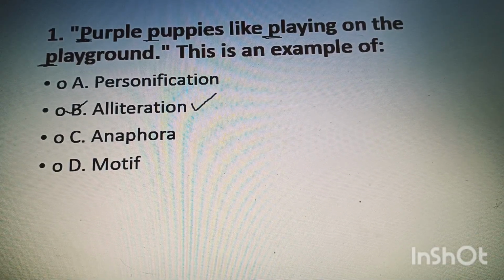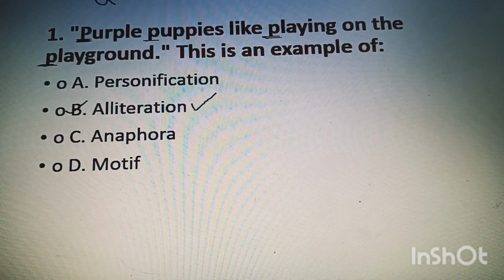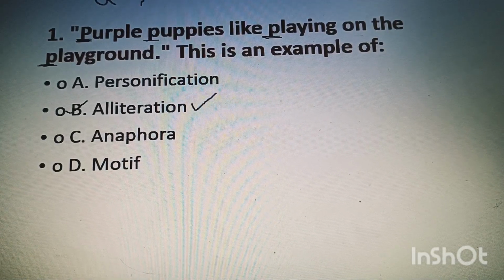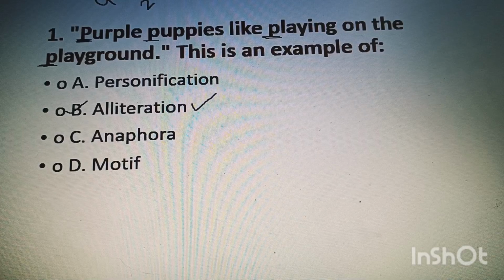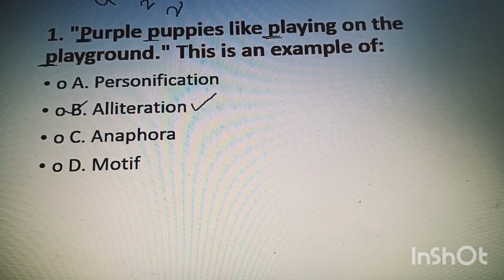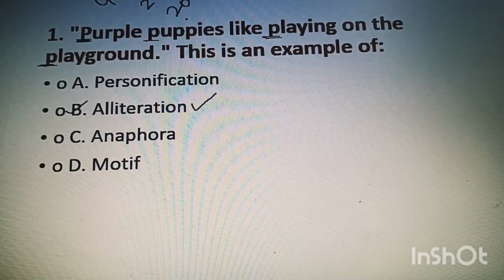This is consonant sound. There are 44 sounds in English, 24 consonant sounds, and 20 vowel sounds.